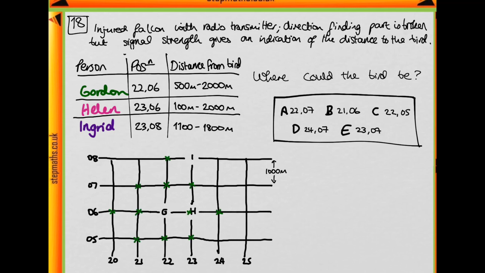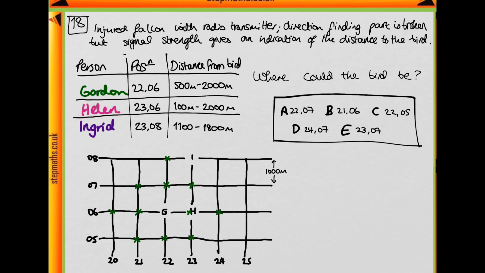Okay, well, the green crosses show all of the places where the bird could be in relation to Gordon, because he's got to be 500 to 2,000 metres from the bird. So if this is 1,000, that works. The maximum he can be is 2,000, so here, here, or here. And all the points that are 1,000 away are absolutely fine. These points here are going to be longer than 1,000, but less than 2,000, so they're great as well. So we've filled in the table for all the points where the bird could be in relation to Gordon.